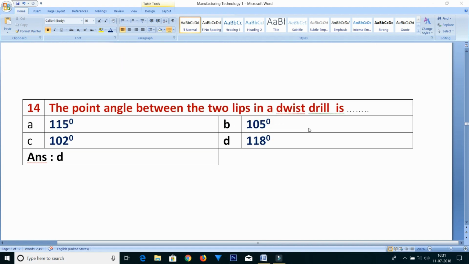Next, we will discuss the 14th question. The point angle between the two lips in a twist drill is dash. The options are option A, 115 degrees, option B, 105 degrees, option C, 102 degrees, and option D, 118 degrees. And the right option is option D, that is 118 degrees.